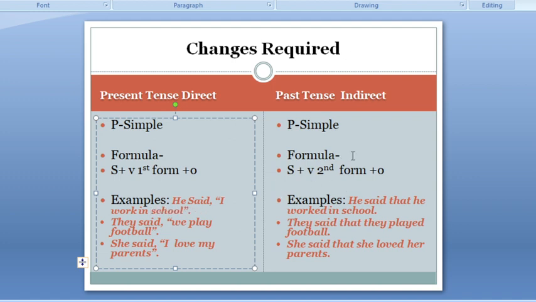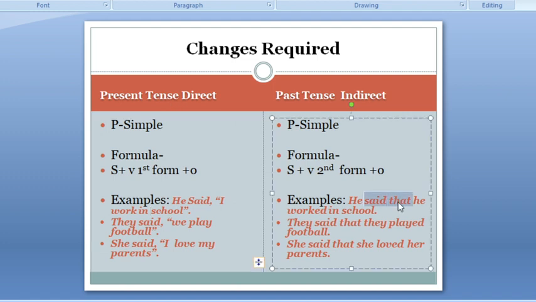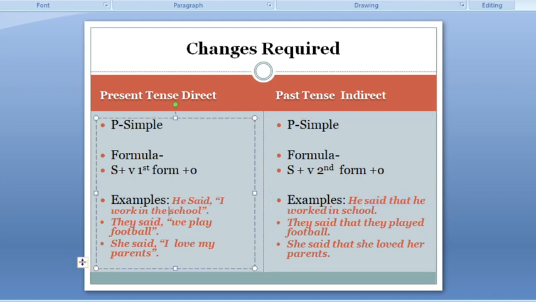When you change it into reported speech, "he said", we remove the comma and the inverted commas, and use "that": he said that I work in the school. The statement is going to change now. Who works in the school? It will not be "I", it will be "he", because if I am talking about you, I will not use the word "I", I will use "he". He worked in the school or in a school. It's up to you.